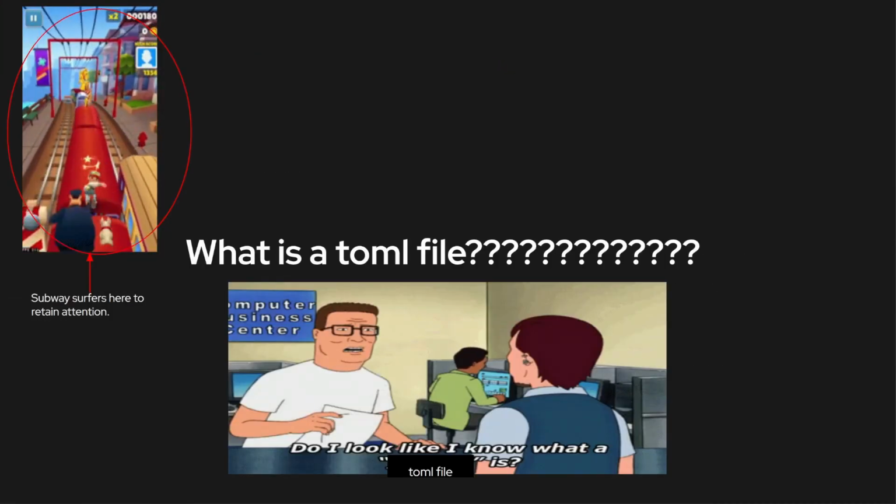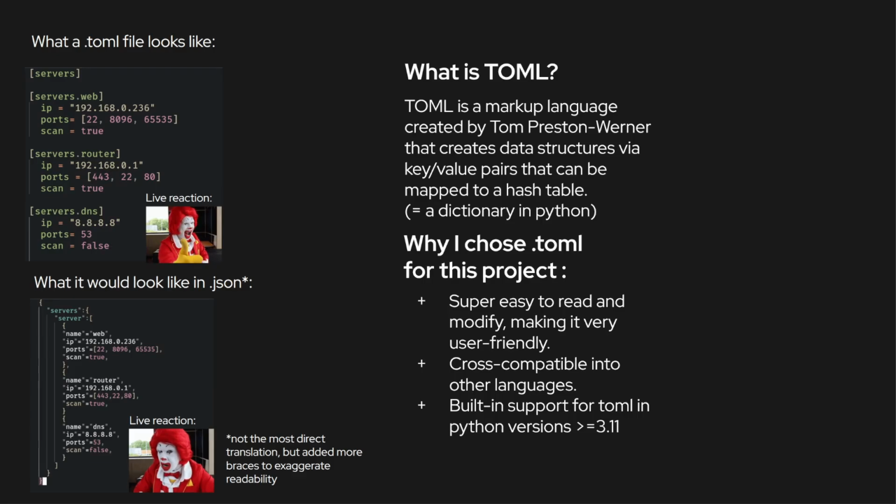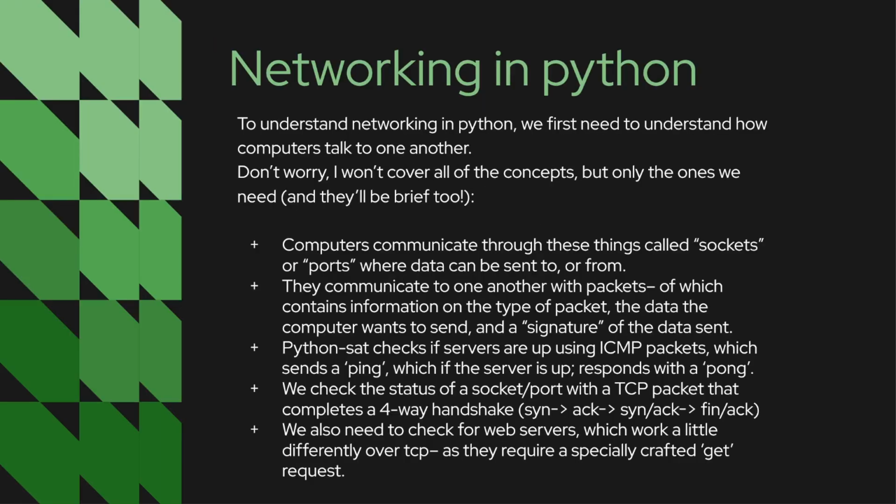So what is a TOML file? A TOML file is a configuration file that uses key value pairs that can be mapped to a hash table, which is equivalent to a dictionary in Python. I chose TOML for this project specifically because it was super easy to read and modify. It's cross-compatible into other languages, and it has built-in support within Python versions past 3.11. Now that we have TOML files covered, we can take a look at how networking works inside of Python SAT.